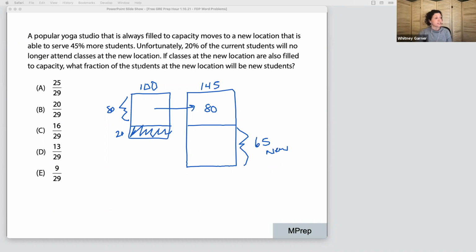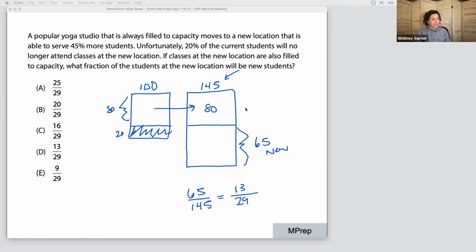And it says what fraction of the students at the new location, so what fraction of the 145 are new, that's going to be 65 divided by 145. So I'll grab my trusty calculator, and because I don't know what 145 divided by 5 is, but 65 divided by 5 is 13. 145, and I can stop because the answer's got to be D, but 145 divided by 5 is going to be, there it is, 29.